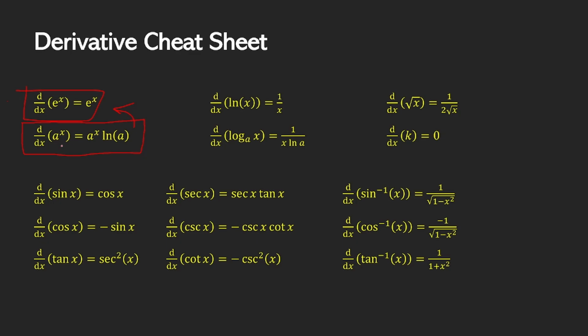So this kind of feeds into this definition here. If a was equal to e, we'll get that the derivative of e to the x is equal to e to the x times ln e. Ln e is 1, so that ends up just becoming e to the x. And that's how we have the definition for that derivative over there.